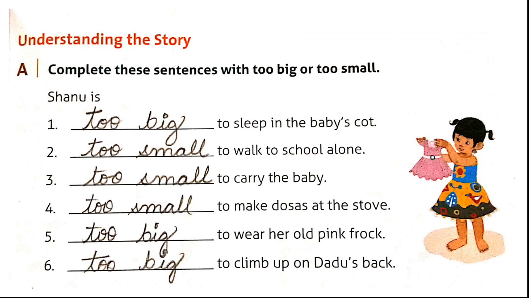Shanu is dashed to sleep in the baby's cot. Now you must remember that Dadu told Shanu that Shanu, you cannot sleep in the baby's cot because you are too big. So here the answer is too big. Similarly, the second one, Shanu is too small to walk to school alone. Likewise, do the remaining questions by yourself and then check the answers from the answer key attached in Google Classroom.